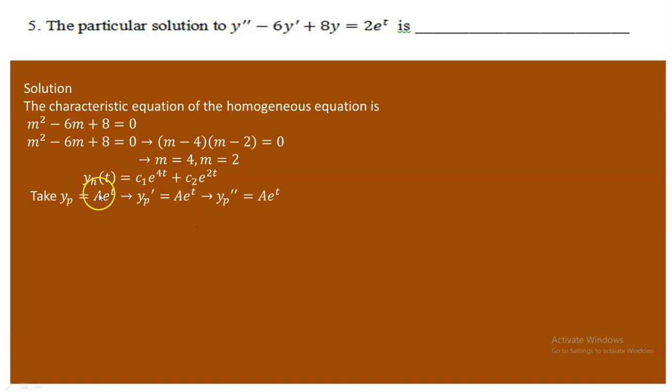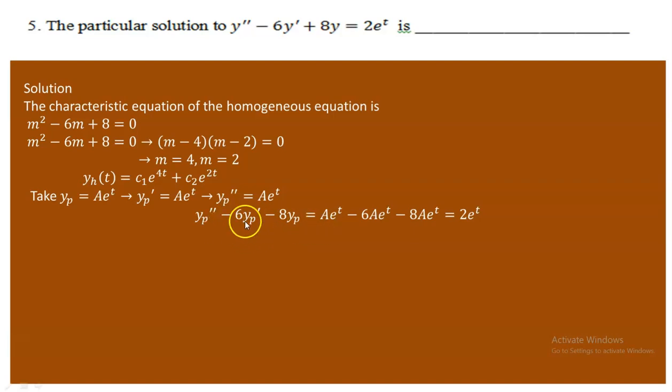So the derivative of this is going to be a times e to the power of t. Again, the second derivative of this is this one. I'm taking yp to be in this form because I'm claiming here that the particular solution is of this kind. So yp's first and second derivatives are all obtained, so I can now put these derivative results in my equation, with my yp here, so that I can adjust this in order to make it equal to 2 times e to the power of t. In doing so I can determine what a is going to be.